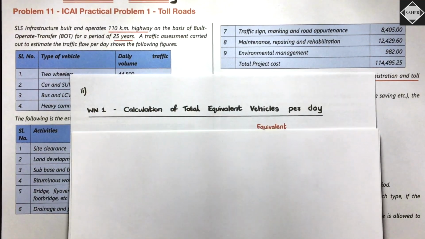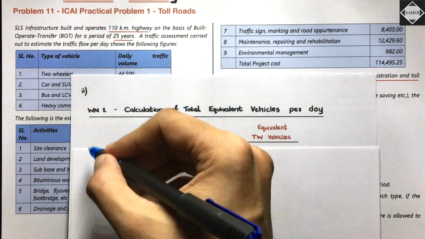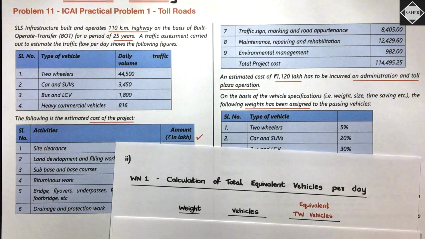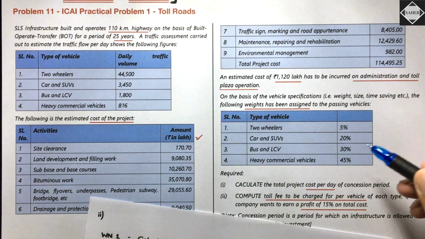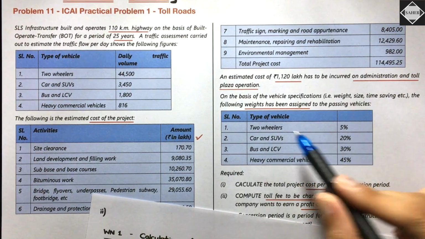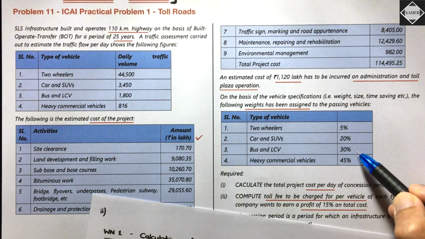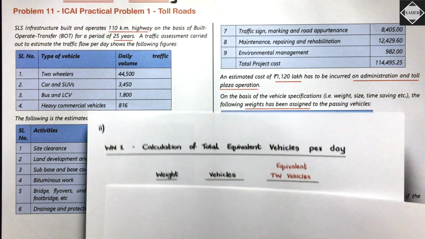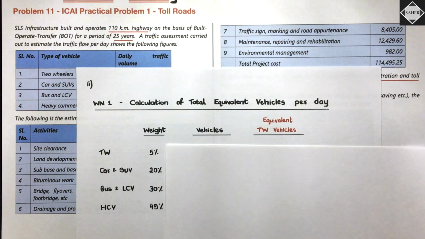So how to do it? It's really simple. First we have the categories. These are 4 categories. Then the question has given us the weights, the importance. More importance has to be given to heavy commercial vehicles, 45%; for 2-wheelers it's 5%, then 20%, 30%, like that they have given. So you just have to take that.